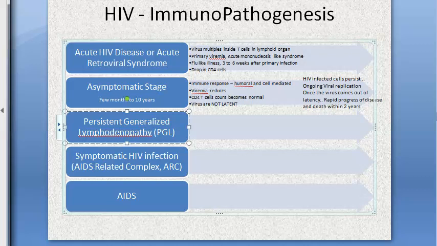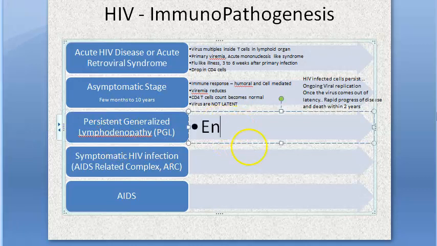So PGL is defined as enlarged lymph nodes more than 1 centimeter in size and they are not in contiguous sites. Like the lymph nodes are not contiguous. One lymph node somewhere, all these are enlarged. And they persist for at least 3 months. So this is the definition of PGL. PGL must be distinguished from other causes like lymphoma. You should not confuse it with lymphoma.